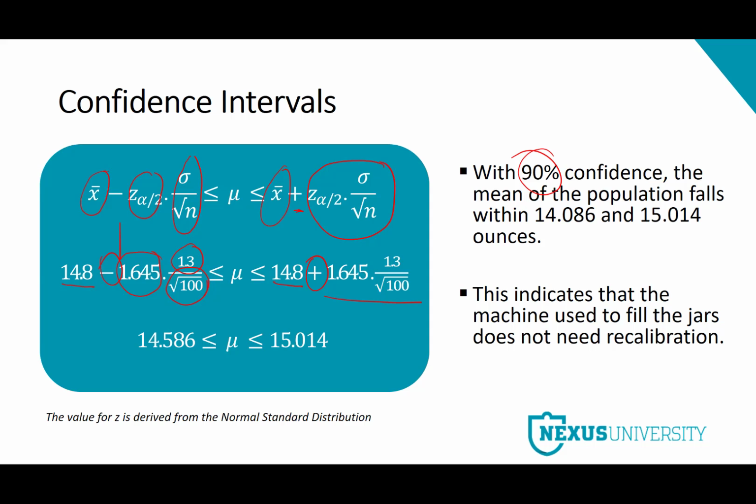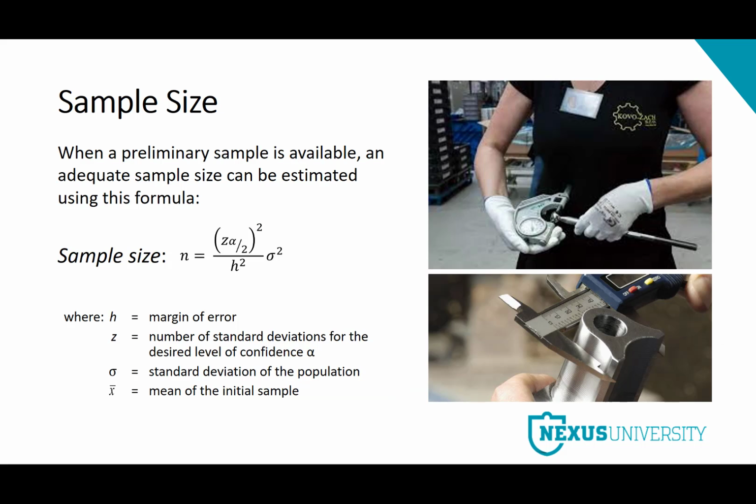We can now state with 90% confidence that the mean of the population is between 14.586 and 15.014 ounces, which indicates that the jar filling equipment requires no calibration. The value of Z comes from the standard normal distribution table, which is included as an appendix to the notes of the course. Confidence intervals for populations are determined based on a sample size.